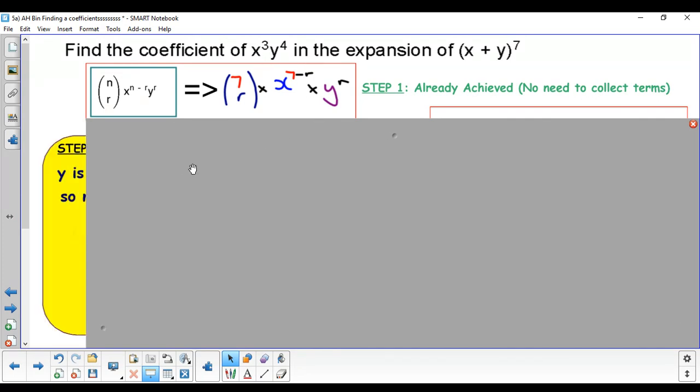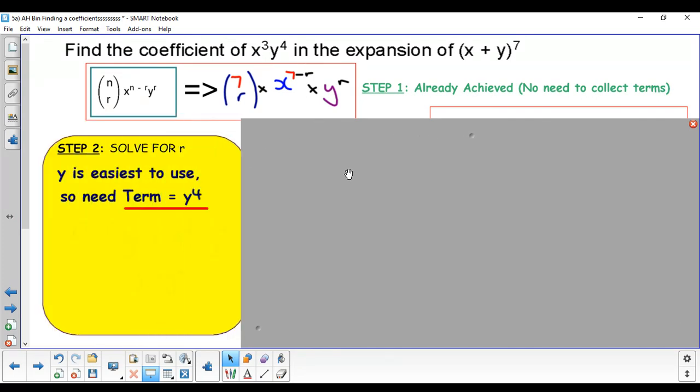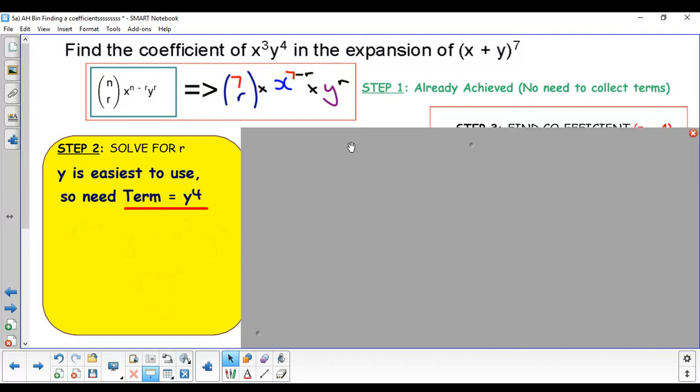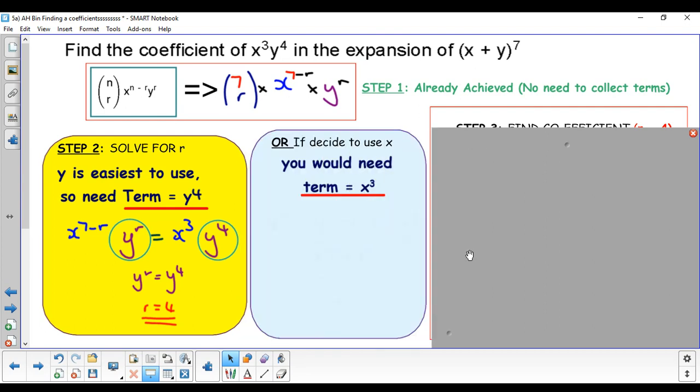Then what about the next step? The next step is to solve to find out what r is. So I'm going to do it 2 ways here. So it still seems like a lot because I'm showing you 2 steps. You take your expression and you set it equal to what you want. That means that if you want to focus on the y's, because you've got 2 letters, just focus on 1 letter, then you would just get y to the r equals y to the 4 and r is 4. So I've gone for the easiest one first.